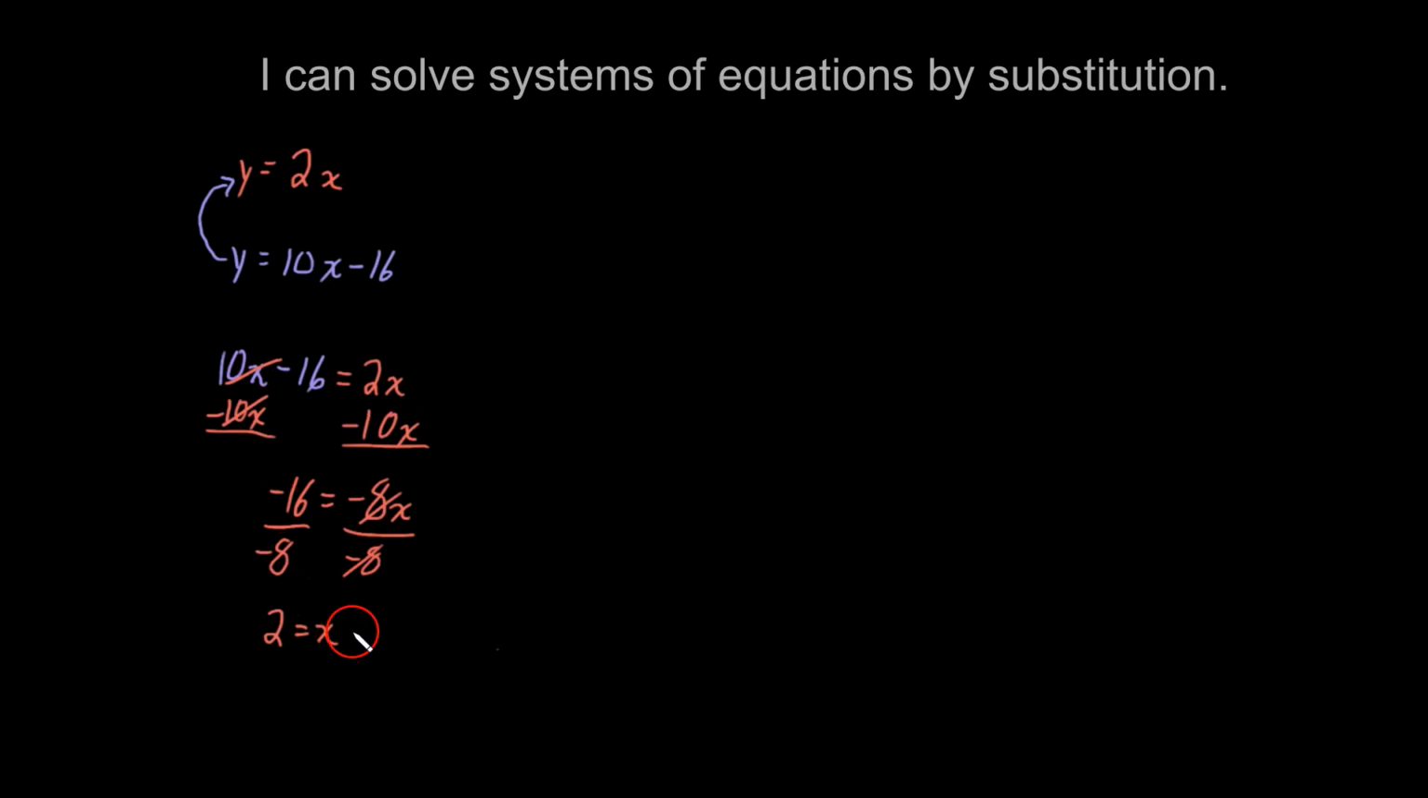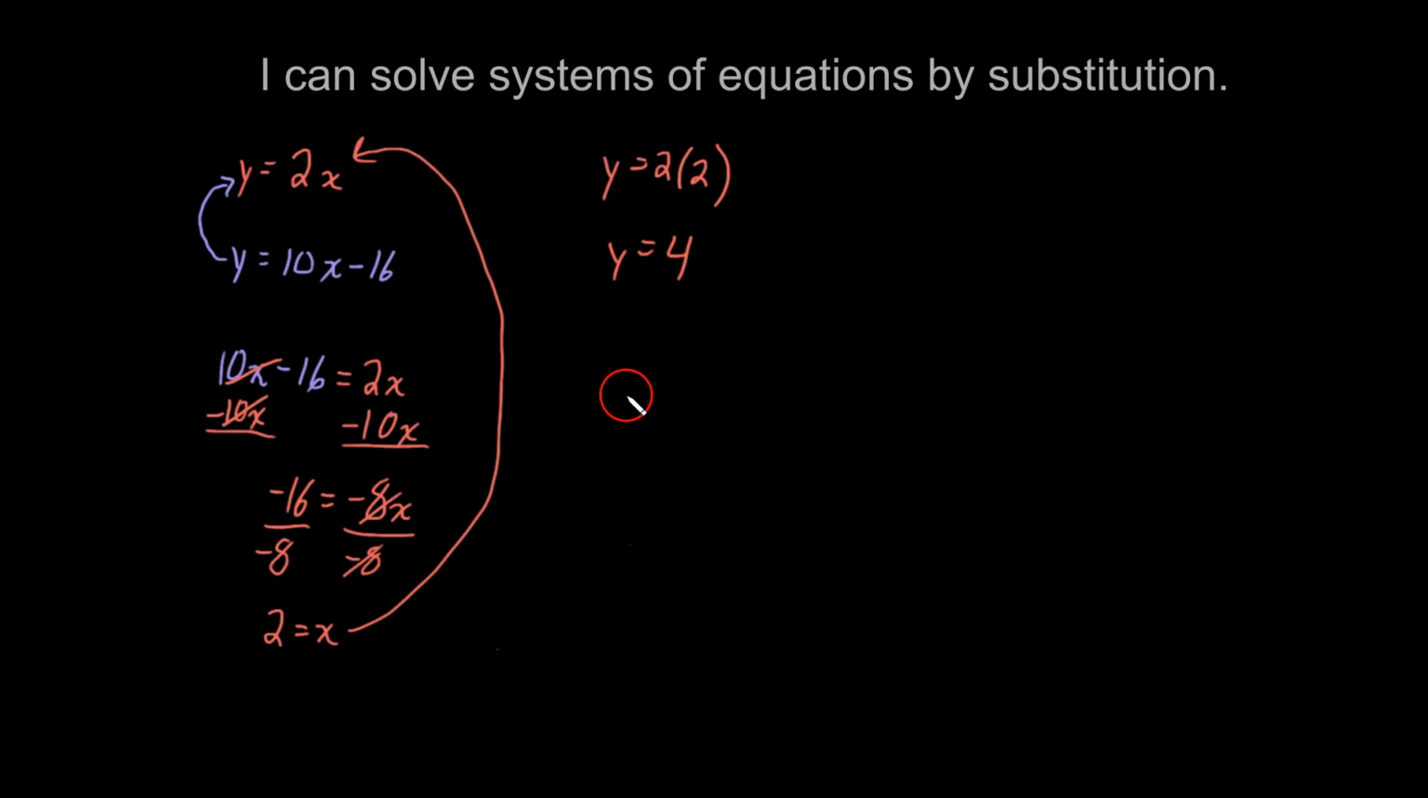We can actually take this now and substitute it back into this equation right here to solve for y. So we're going to substitute 2 in for x. So we get y is equal to 2 times 2. So we get y is equal to 4. So this system of equations has a solution of 2, 4, 2 being the x value and 4 being the y value.